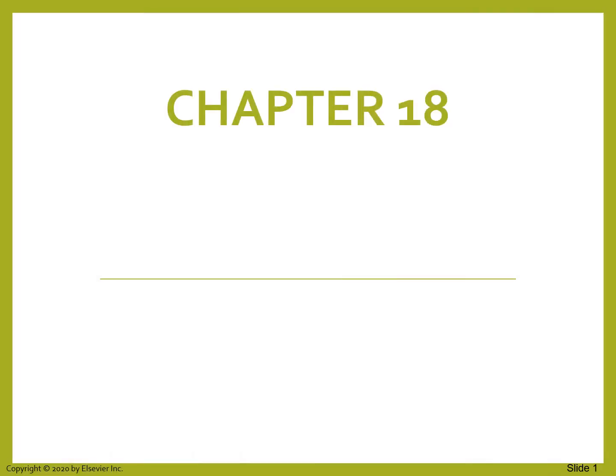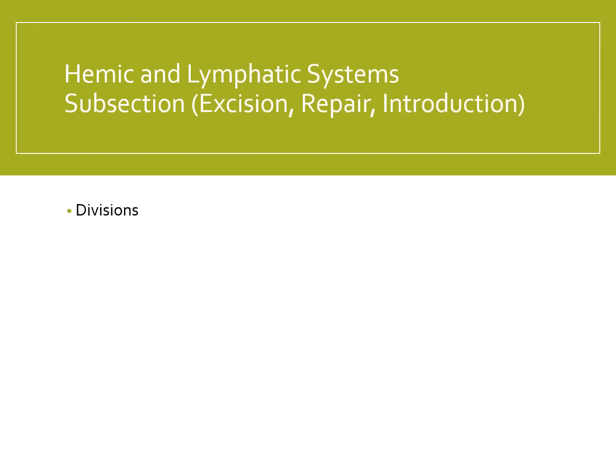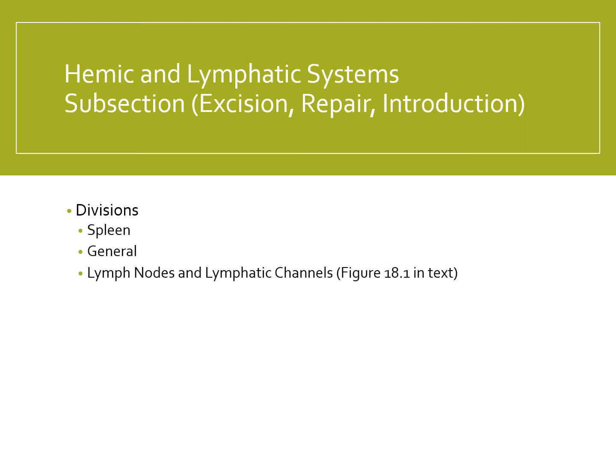Today I'll talk to you about step-by-step chapter 18. We'll go over a few items there. This is a short one. Deals with the hemic, lymphatic, and mediastinum and diaphragm coding. So we have subsections for excision, repair, and introduction. And divisions are spleen, general lymph nodes, lymphatic channel.